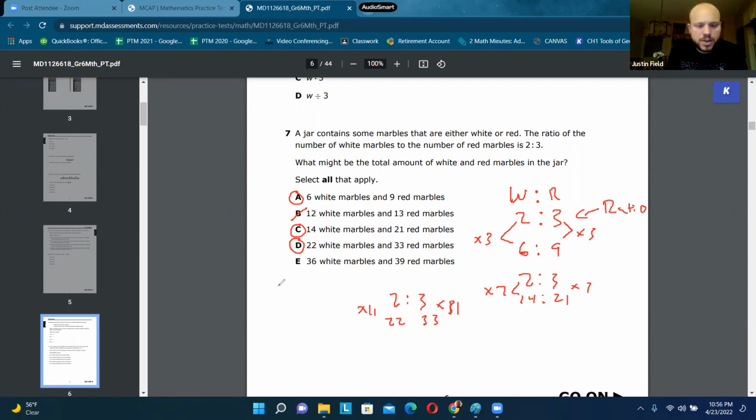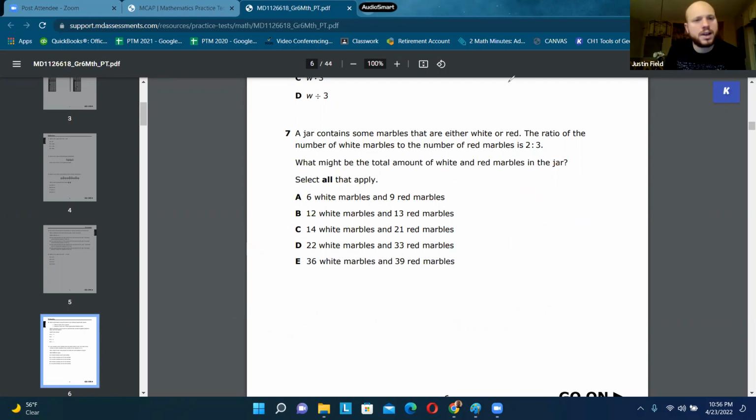So I just keep writing the ratio and then asking myself, what do I multiply by to get from 2 to 36? I think I multiply by 18. 18 times 2 is 36. Is 18 times 3? What is 18 times 3? No, doesn't work. So A, C, and D. So that's how I do it.